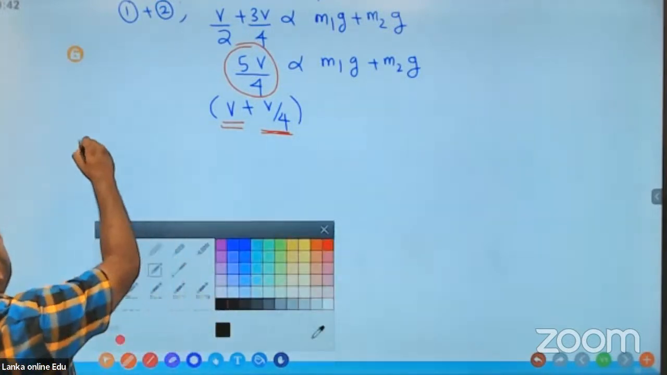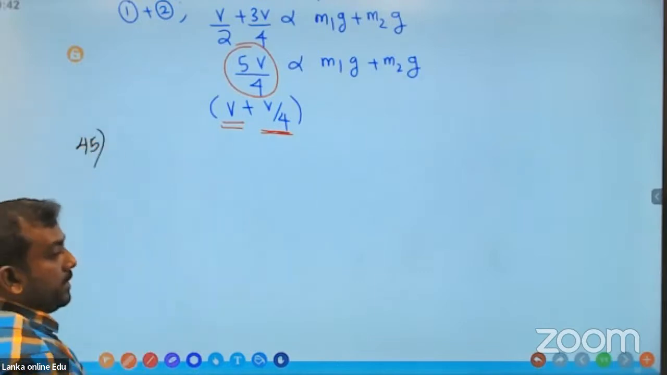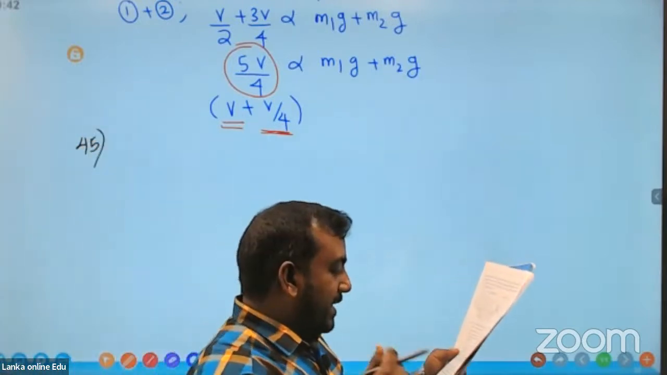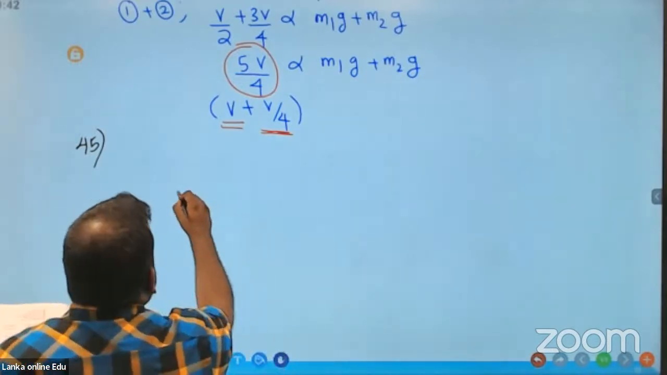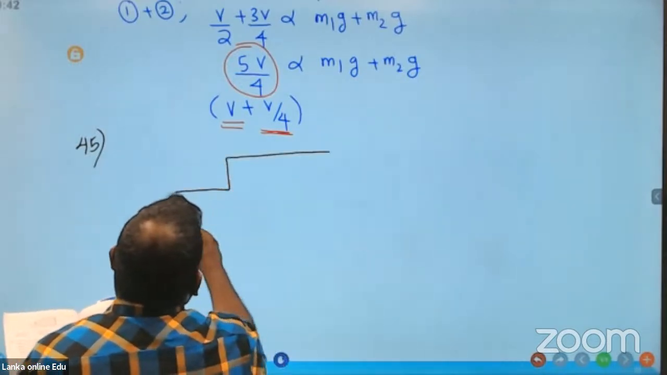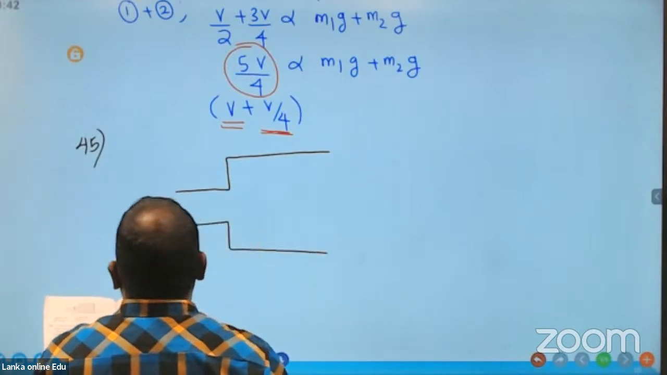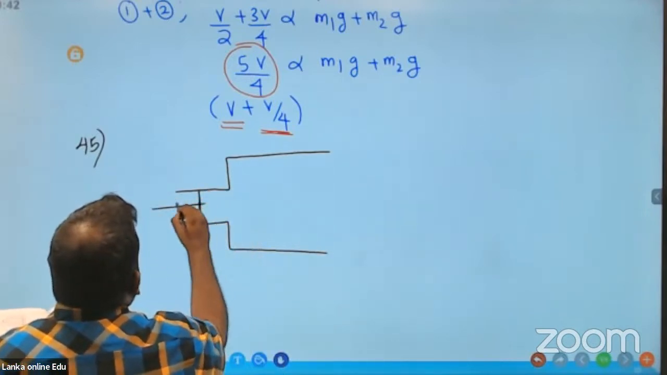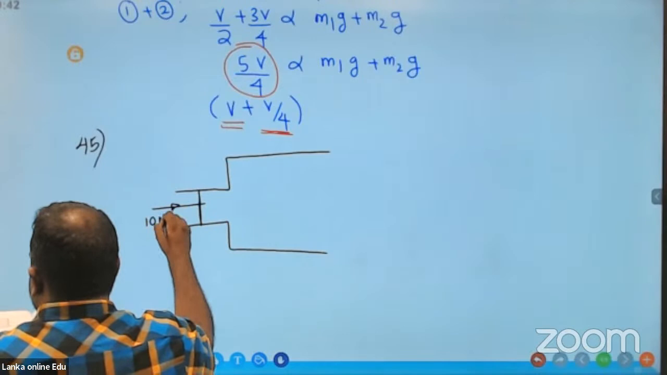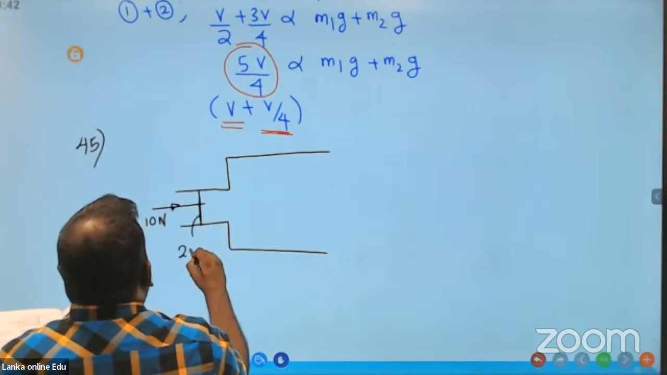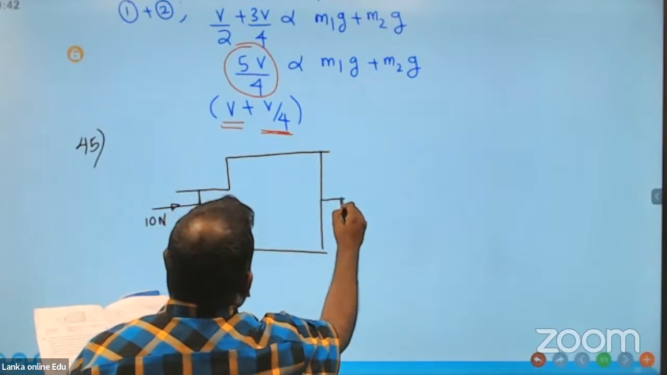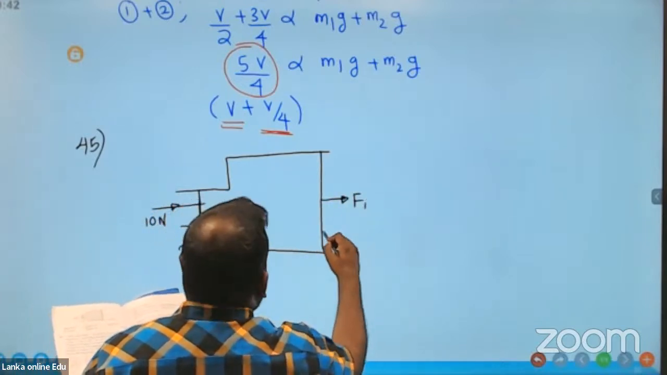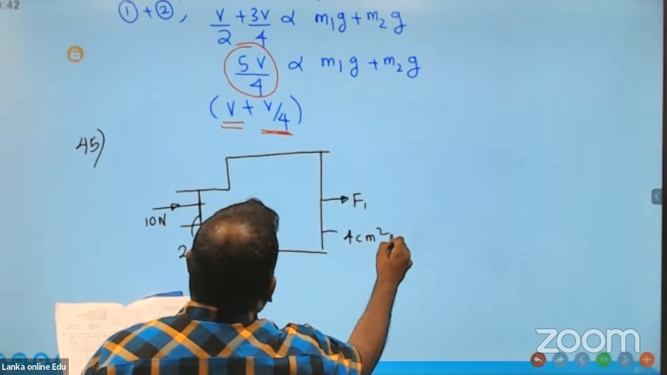MCQ 45. It's a big question to read, but the idea is the same. A force F is applied to a piston. A smaller piston is here. Force F is applied to the smaller piston, 10 Newton, area 2 centimeter square. Here there is a large force, area is 4 centimeter square.